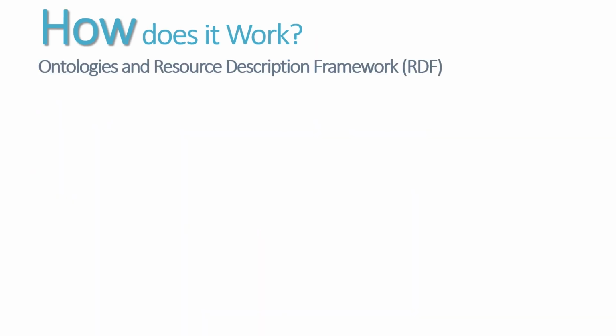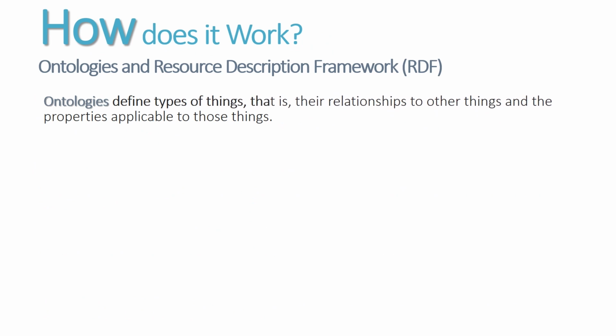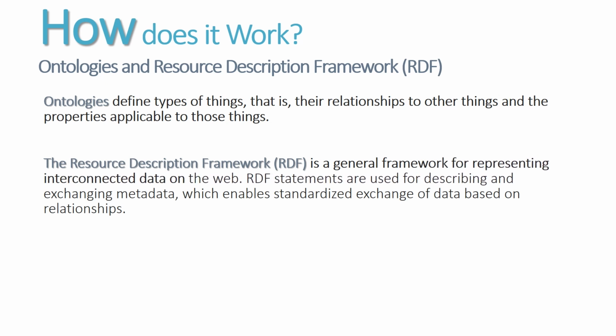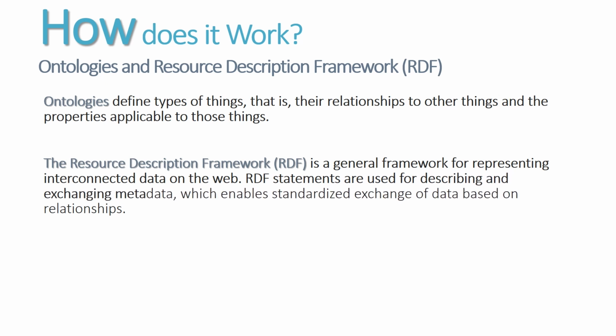The two important things in Google Knowledge Graphs are ontologies and the Resource Description Framework, or RDF. Ontologies define the types of things, their relationships to other things and the properties applicable to those things. The Resource Description Framework is a general framework for representing interconnected data on the web. RDF statements are used for describing and exchanging metadata, which enables standardized exchange of data based on relationships.